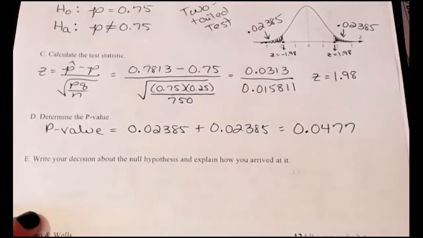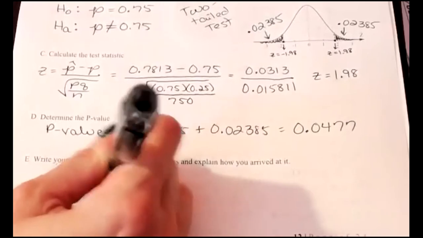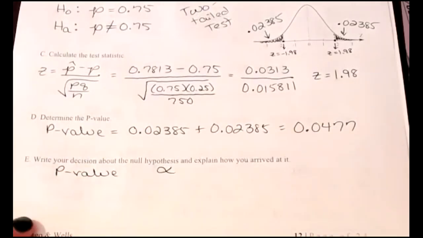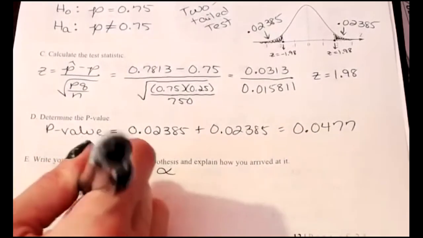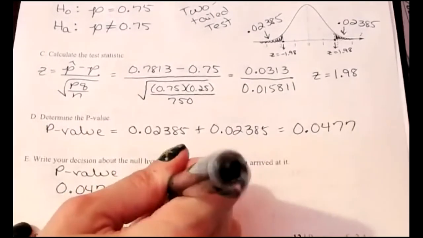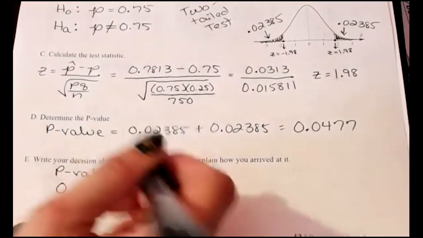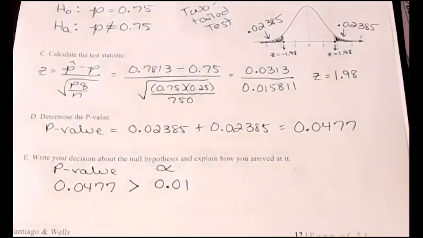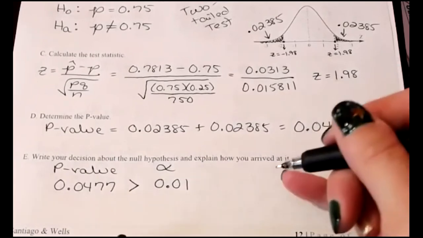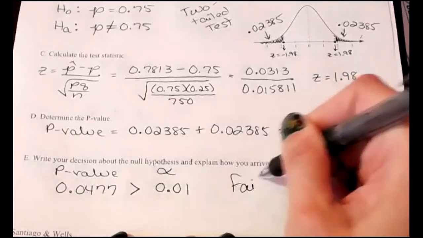We're going to write the decision about the null hypothesis, but we have to start by explaining how we arrived at it, which means we're going to compare the p-value with our alpha. Our p-value is 0.0477. Our alpha in this case is 0.01. Notice that the p-value is greater than 0.01. What's our decision? Fail to reject.